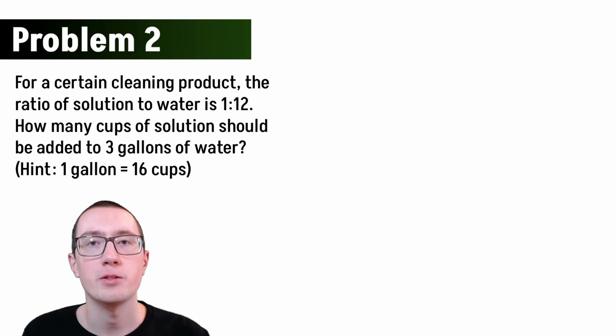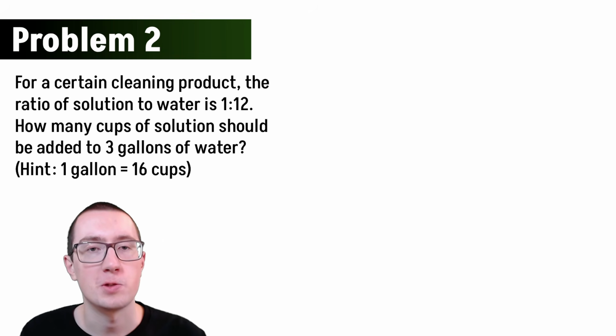It's 34. All right, here's the first word problem of this video. There's going to be a lot of those on the ACT. So it says for a certain cleaning product, the ratio of solution to water is 1 to 12. How many cups of solution should be added to 3 gallons of water?